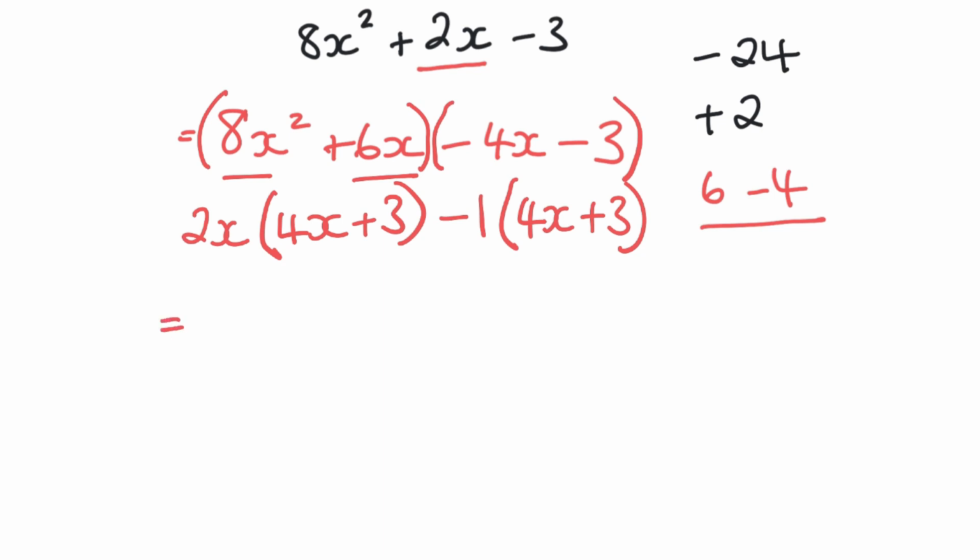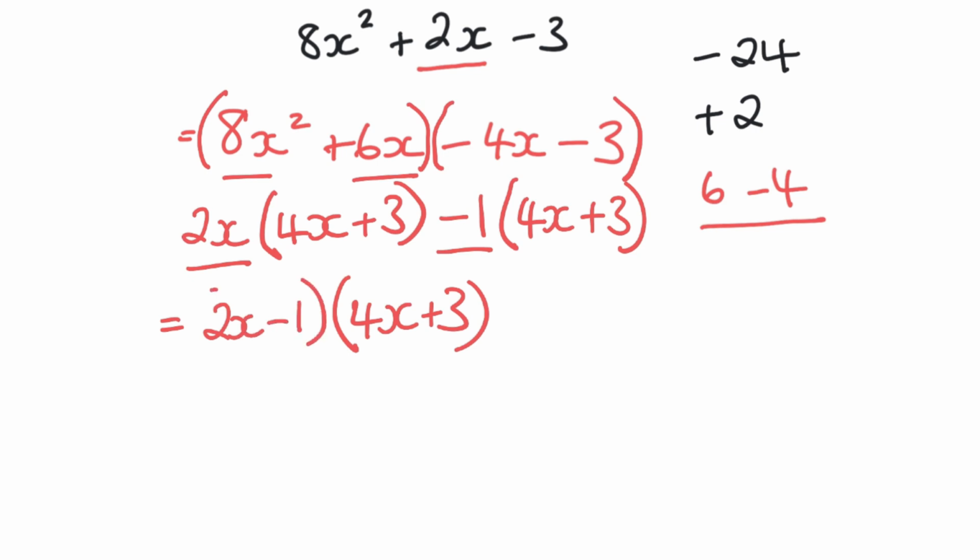So the two brackets to factorise our equation are going to be this bracket that we've found twice and these two extra little bits that we've taken out. 2x minus 1 is going to be our factorised equation. So let's double check that we've got that right by expanding it all out again to see if we get the same equation that we started with.